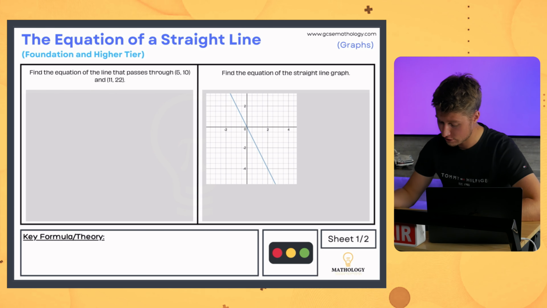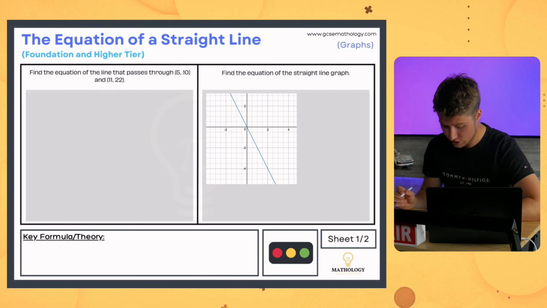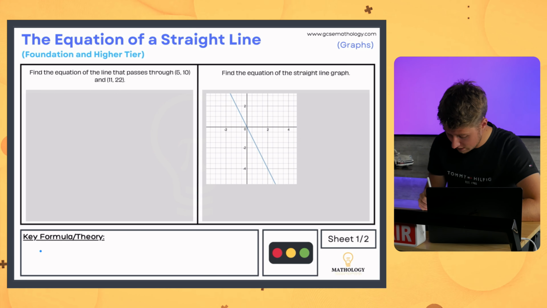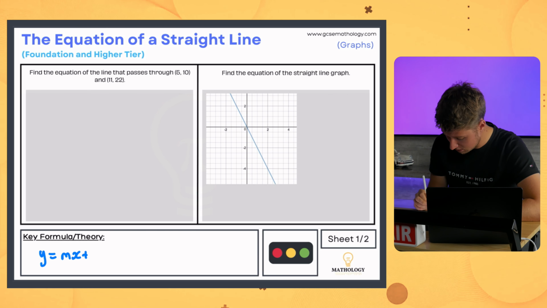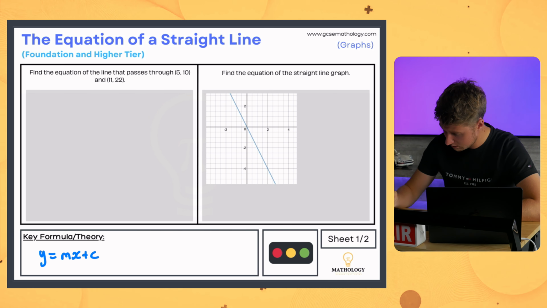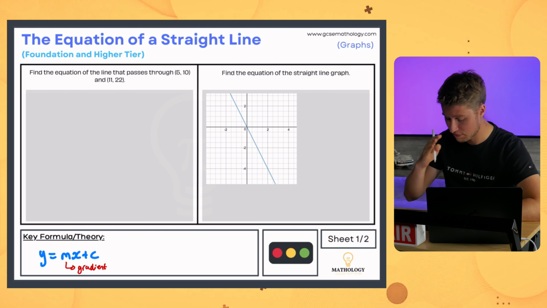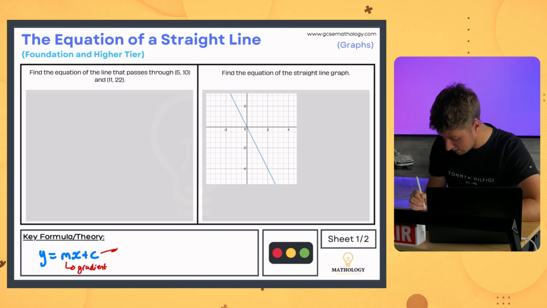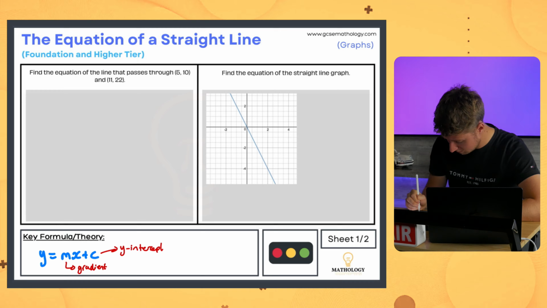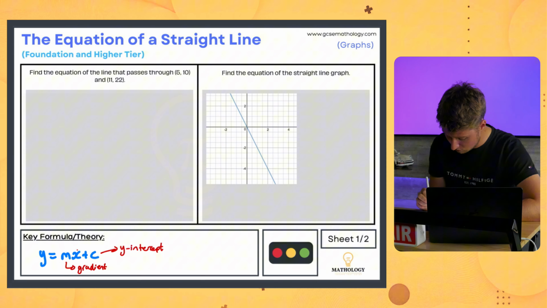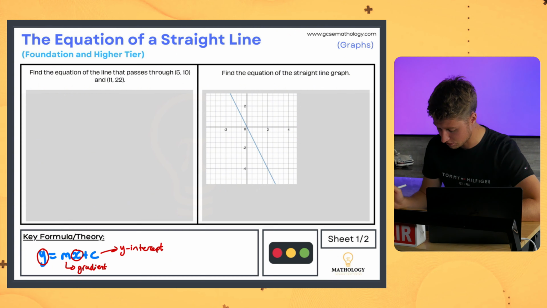So the equation of a straight line is always in the form y equals mx plus c. m is the gradient, so this is how steep a line is. c is the y-intercept. And x and y are coordinates usually given in the question.